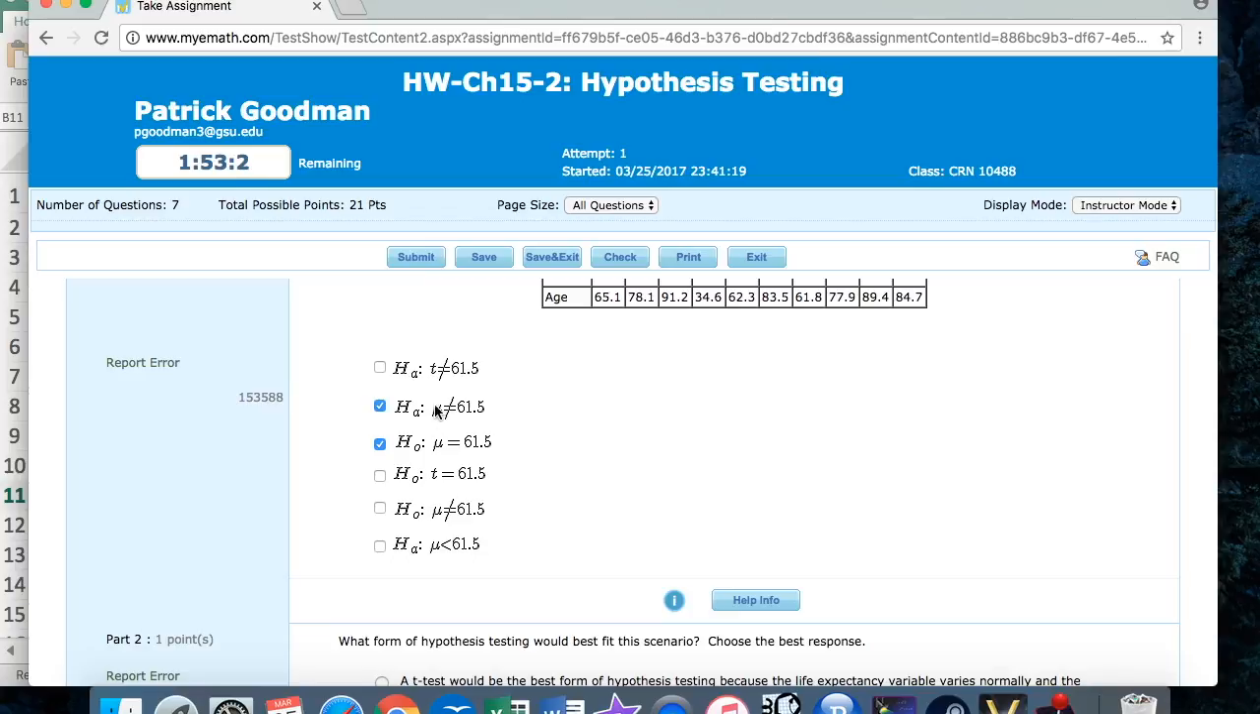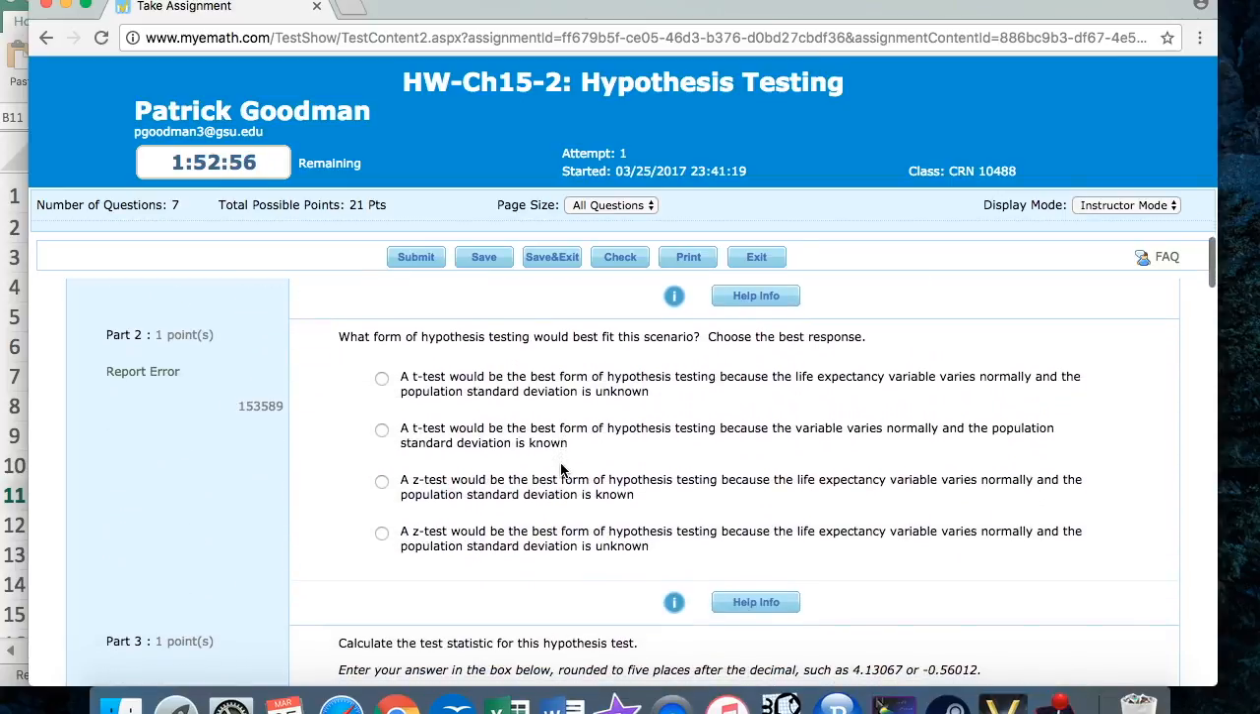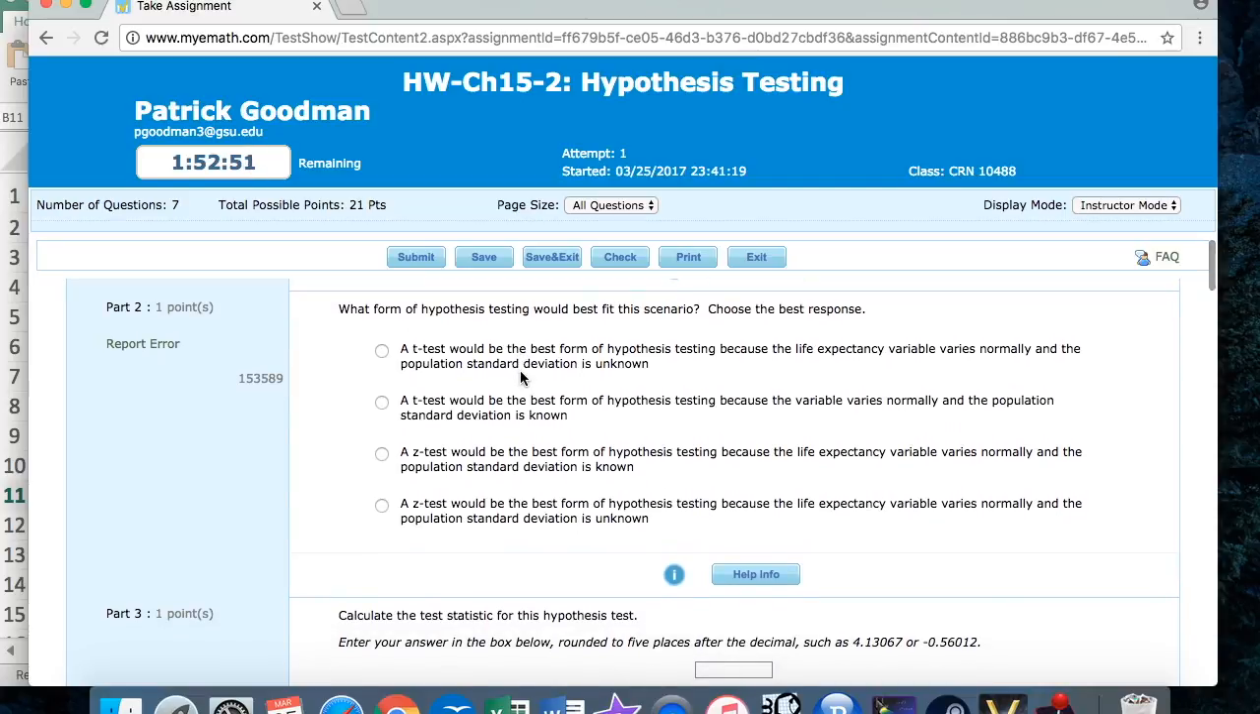In the test, we're not testing the test statistic itself. We're testing the mean, right? So we're looking at the means. Okay, so then what form of hypothesis testing would best fit the scenario? Well, we already said it's going to be a t-test, right?